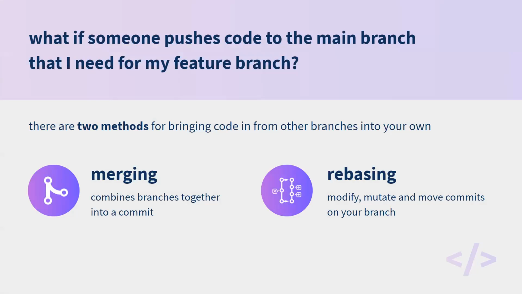So first one, what if someone pushes code to the main branch that I need for my feature branch? There are two methods for bringing code in from other branches into your own, and they are merging and rebasing. Merging essentially combines branches together into a commit, and rebasing essentially modifies the history and mutates it, moving commits on your branch so that all of your changes come after the ones that have been implemented. It's a bit hard to talk about in words, but I have some graphical representations that should help.